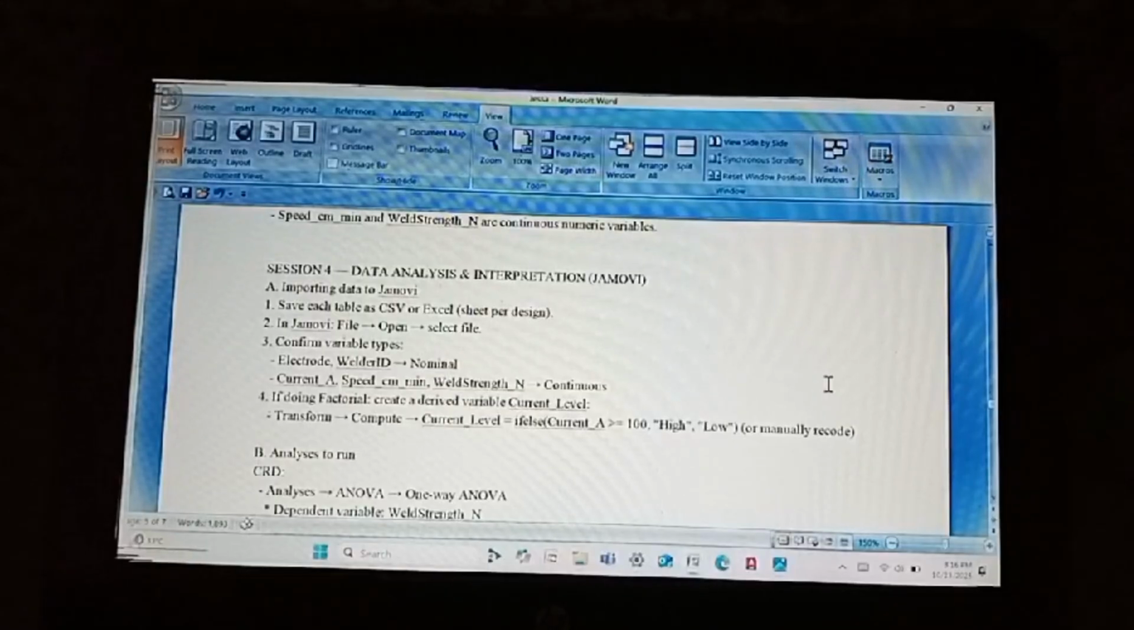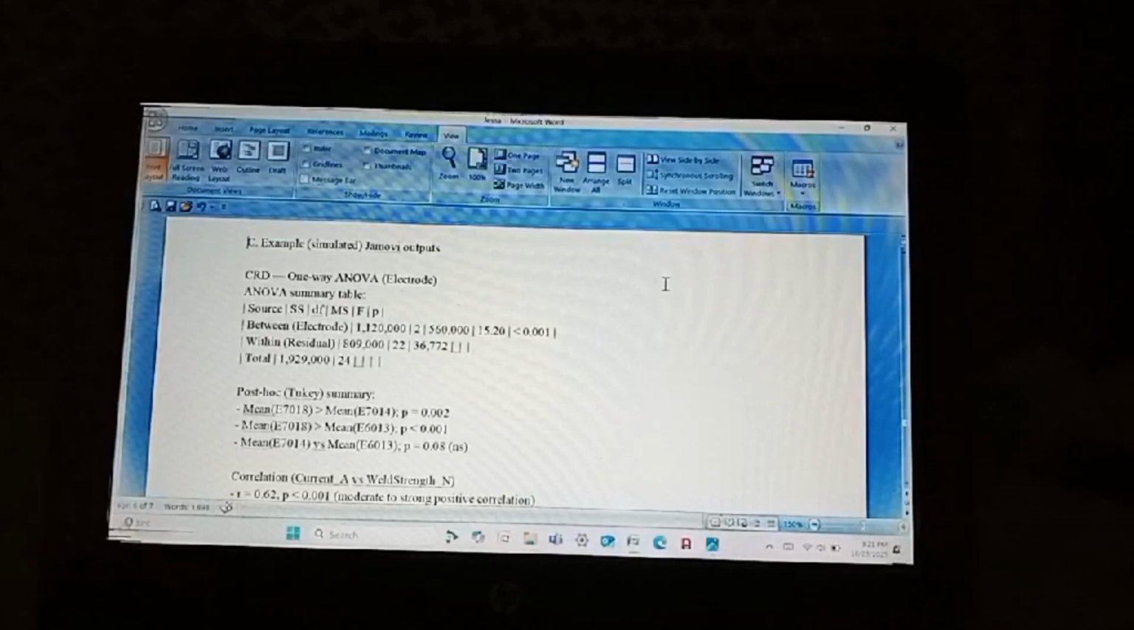Correlation: current versus strength, r equals 0.81, p is less than 0.01. Strong positive relationship. Correlation: current versus strength, r equals 0.77, p is less than 0.01.